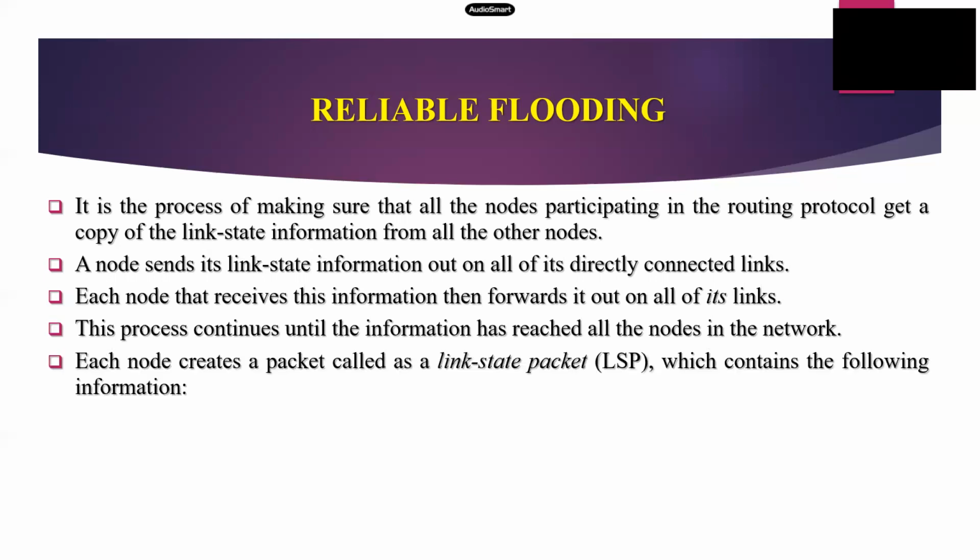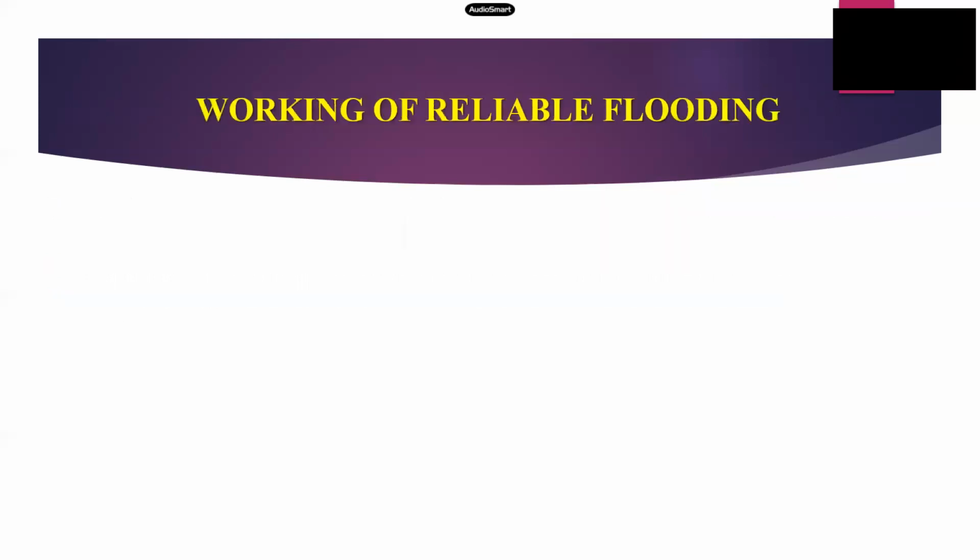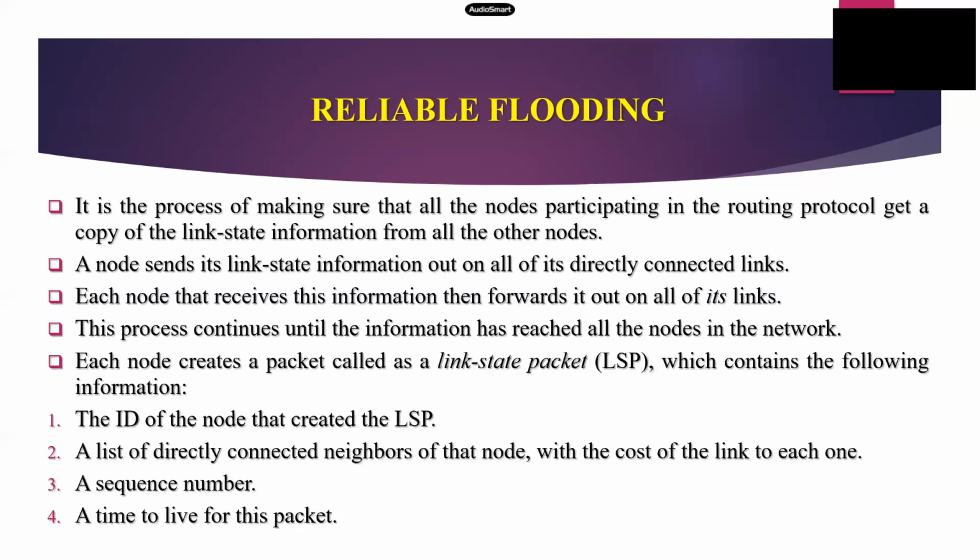So each node creates a packet called a link state packet. The link state packet contains the following information. One is the ID of the node that created the LSP. LSP is nothing but a link state packet. The second one, a list of directly connected neighbors of the node with the cost. The third one, sequence number, and the fourth one, time to live for this packet. So these four are very important pieces of information for creating the link state packet.